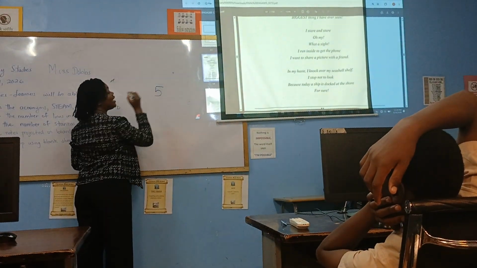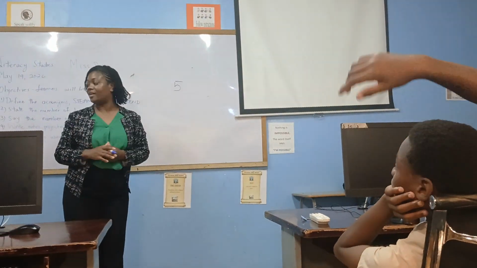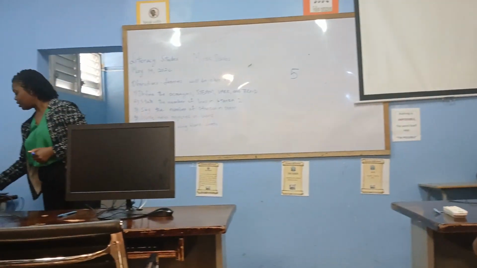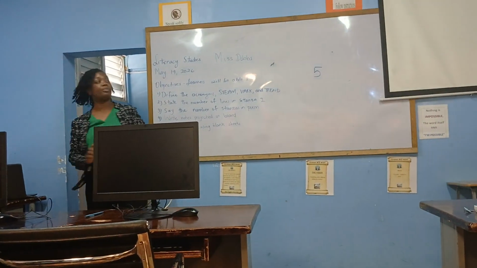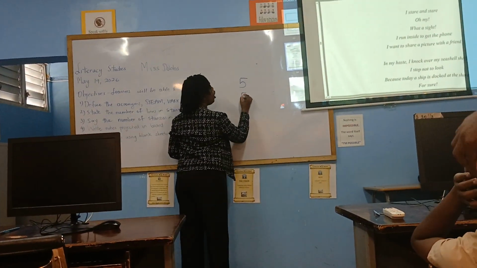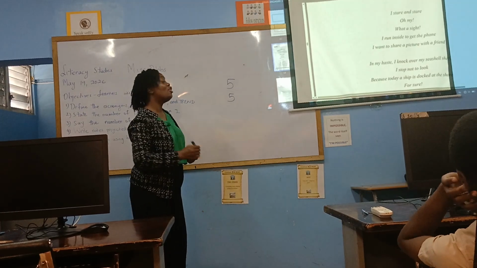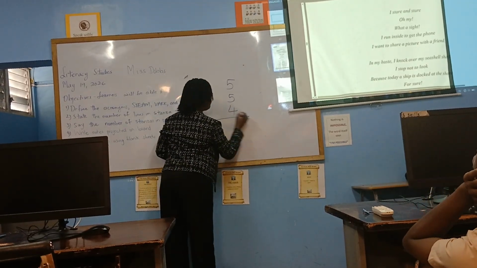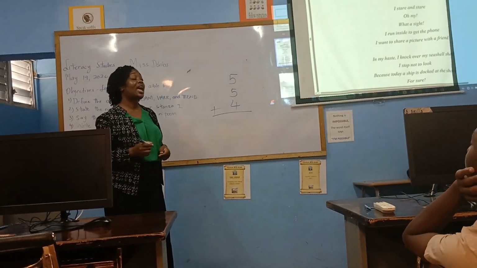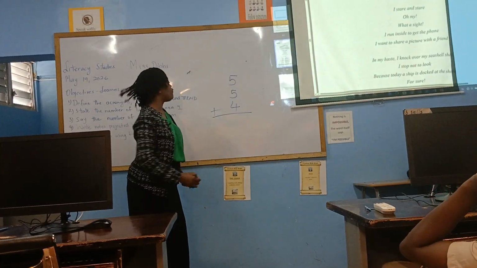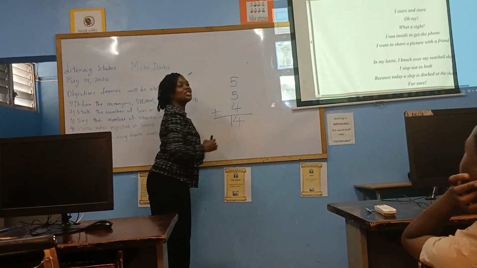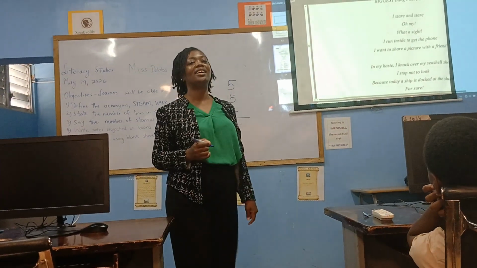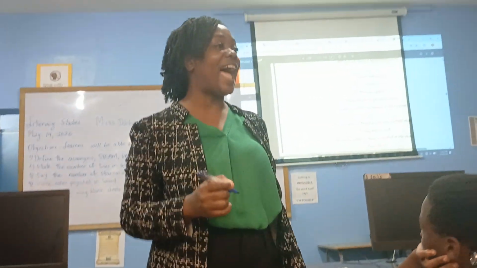How many lines were in the first stanza? Five. How many lines were in the second stanza? Five. And how many were in the last stanza? Four. Let's add it up. Five plus five? Ten. And ten plus four? Fourteen. So how many in total? There are fourteen lines.